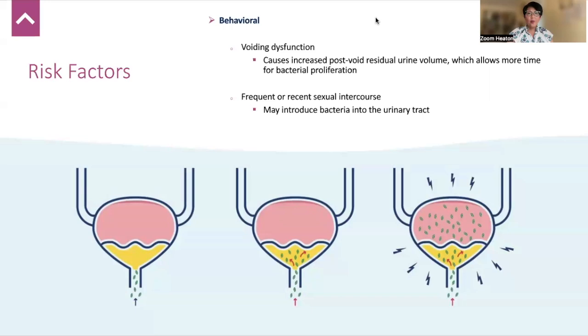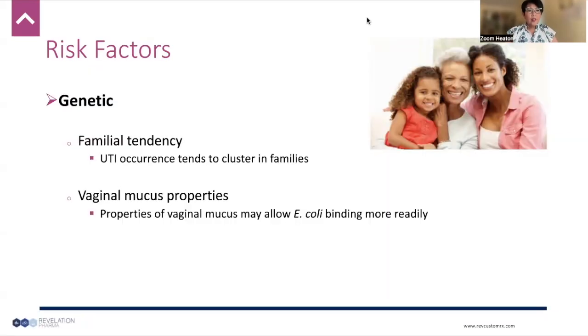Okay, some behavioral risk factors include voiding dysfunction, which causes increased post-void residual urine volume, which of course allows more time for bacterial proliferation. And frequent or recent sexual intercourse can introduce bacteria into the urinary tract. Genetic risk factors include familial tendency, where UTI occurrence does tend to cluster in families. So mothers, sisters, if they generally have UTI tendencies, then more than likely it's going to be passed on.